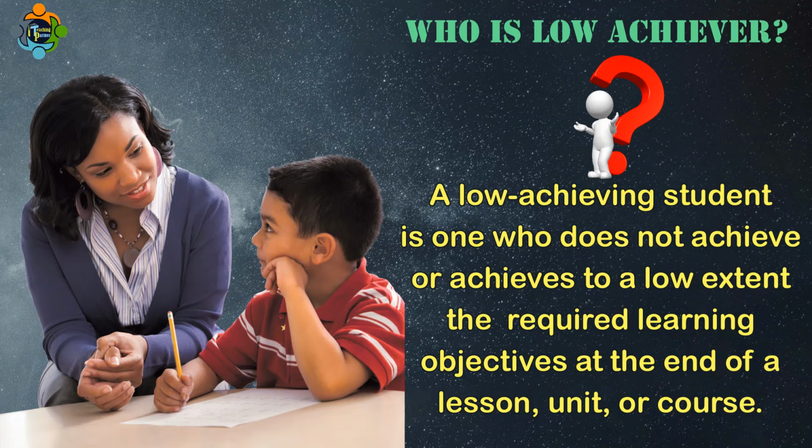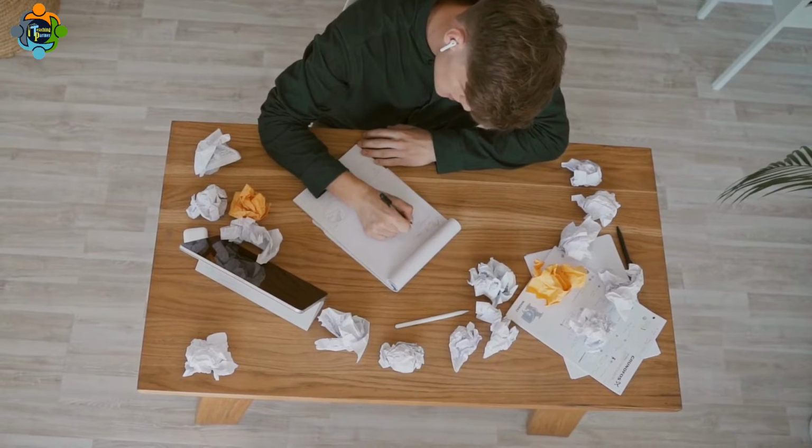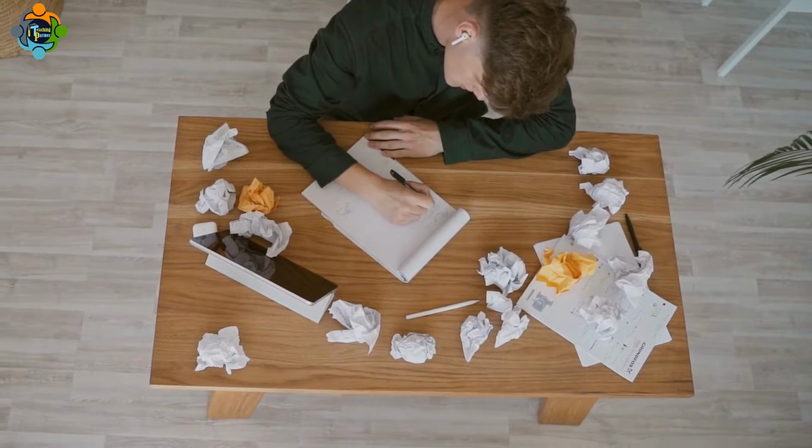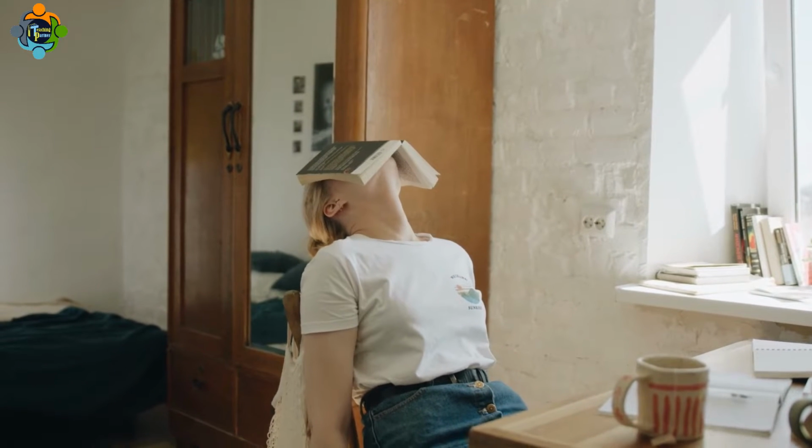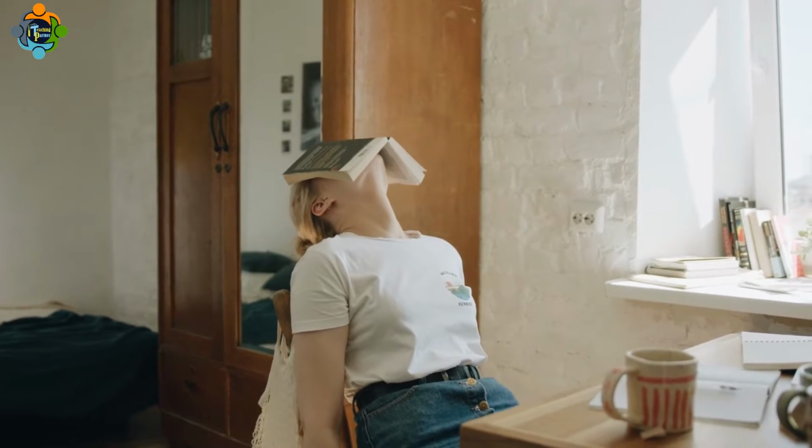A low achieving student is one who does not achieve, or achieves to a low extent, the required learning objectives at the end of a lesson, unit, or course. If a student consistently fails to meet expected standards or demonstrate adequate progress, they can be identified as low achievers.